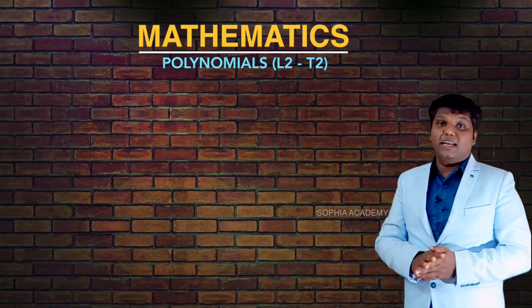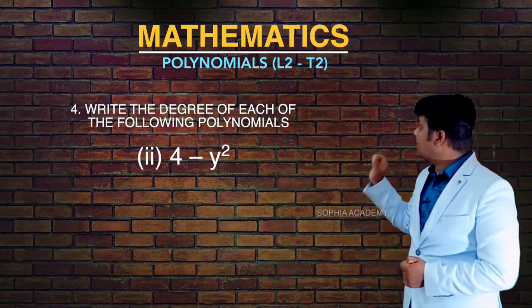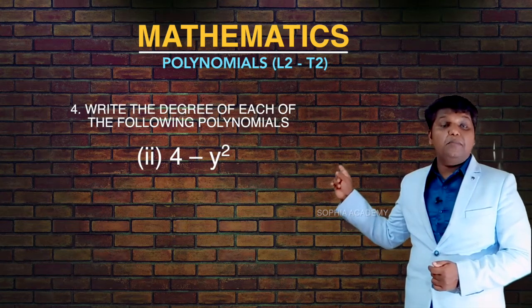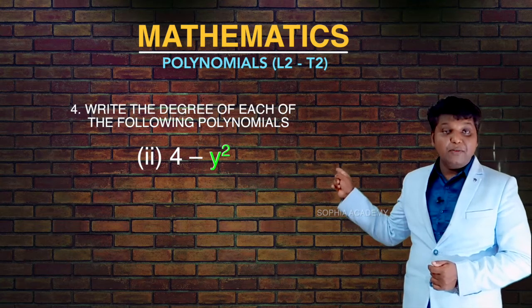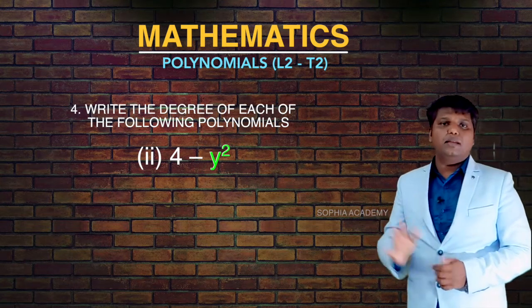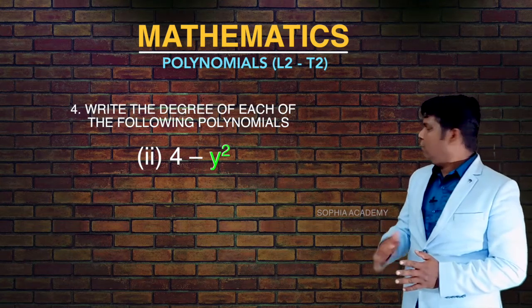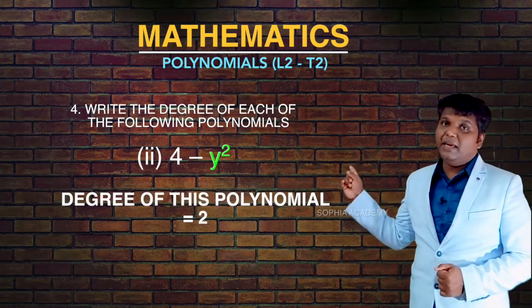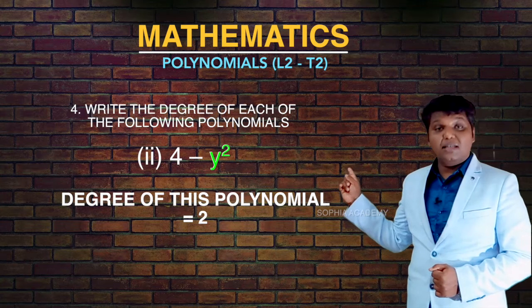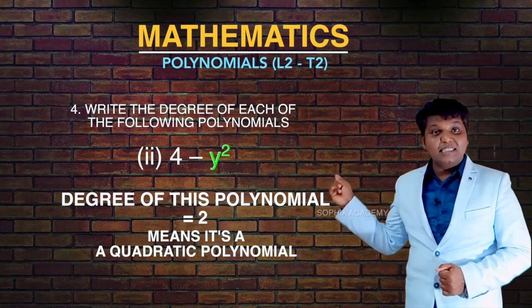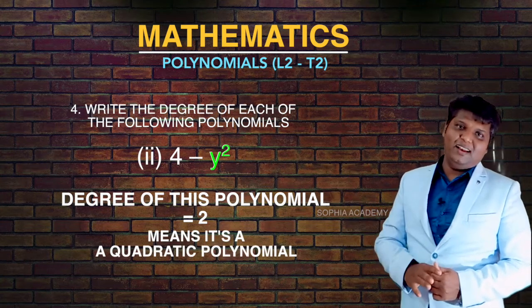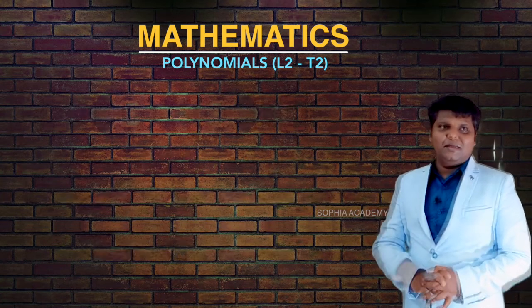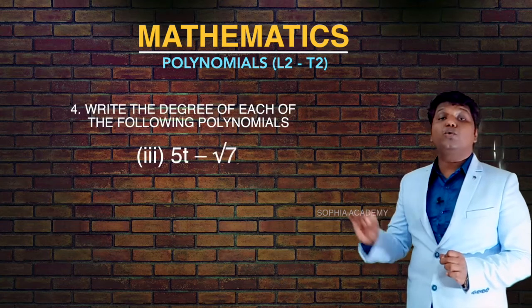Now let us check out the second question: 4 minus y square. Here fix your eyes on the term y, because that is the variable given here. Y square, that is the only variable. So y square means y raised to the power 2. So we can say the degree of this polynomial will be 2, right? And what does it mean? It means that this is a quadratic polynomial because the degree is 2. Clear? Third question: 5t minus root 7.